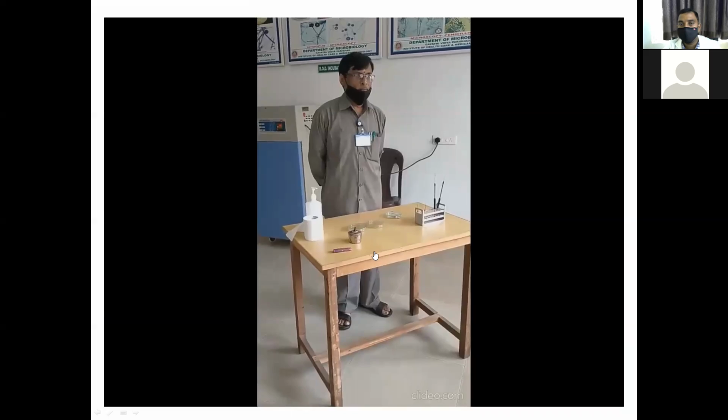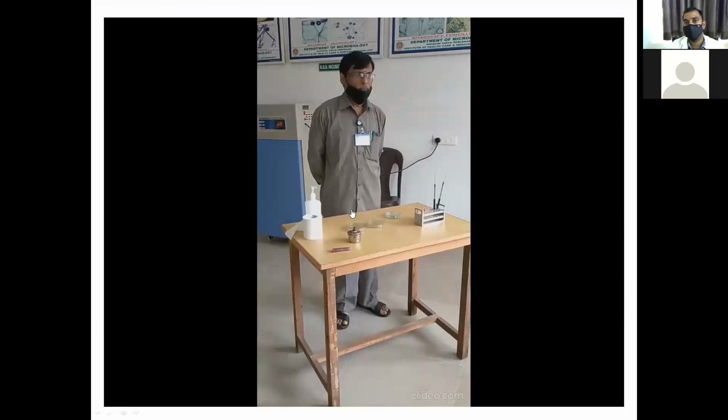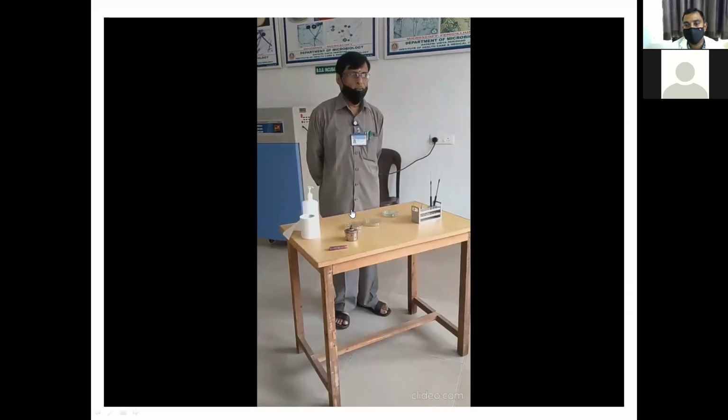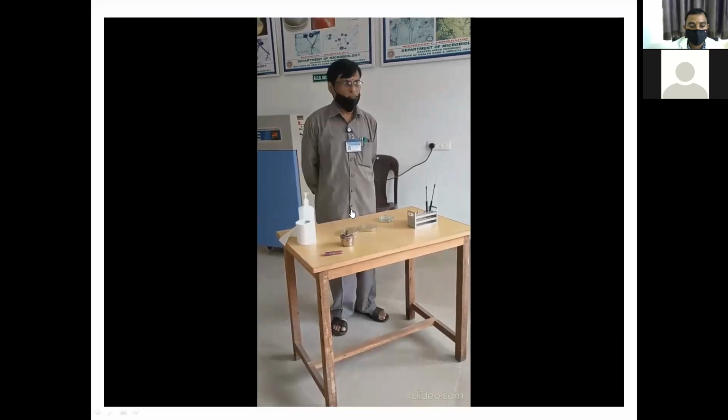See, our HOD sir is showing how to prepare the slide culture technique plate. We have done this practical day before yesterday, and you clearly follow that video. Today, we are going to see the demonstration of the slide culture technique.